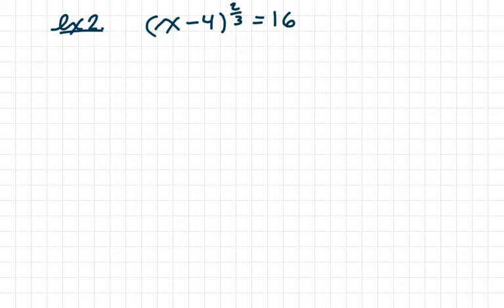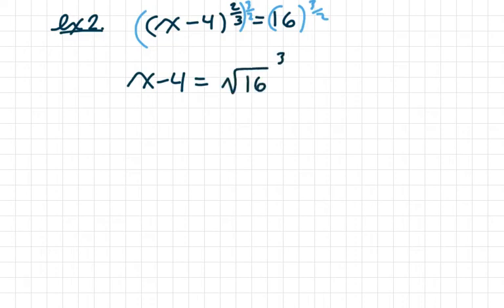Next. Okay, here it's a little bit different. So here, I have x minus 4 to the 2/3 power. Now, we have an even numerator, so we're going to have to put that plus and minus in. We're going to raise both sides to the 3/2 power. On the left, we have just an x minus 4. On the right, we have the square root of 16 to the 3rd power. We can take that square root, but we have to remember to put that plus and minus. This is a square root that we're taking, an even root.